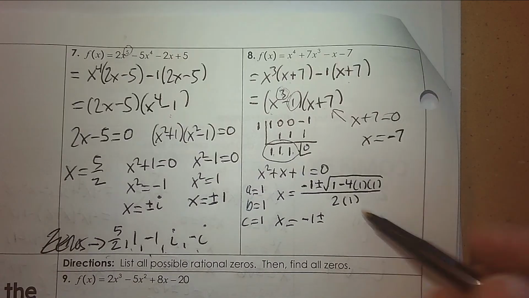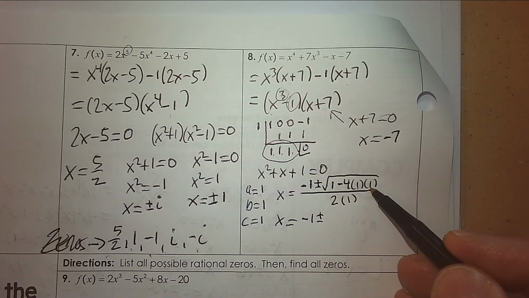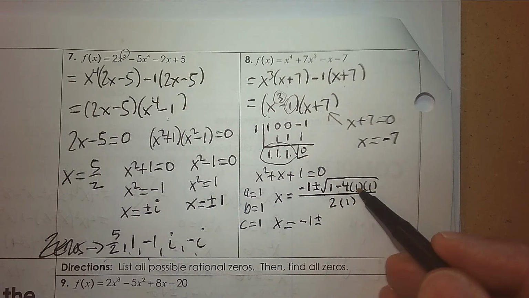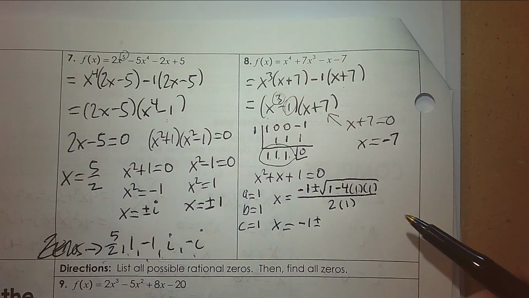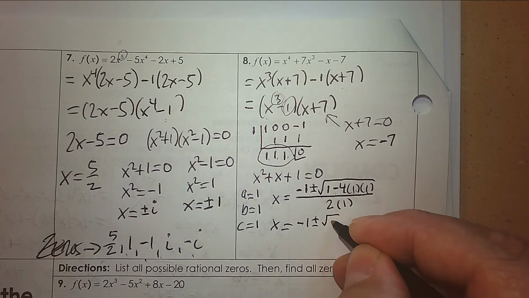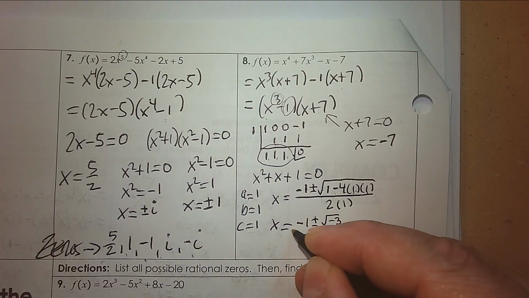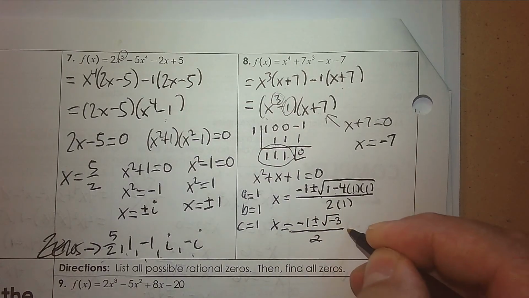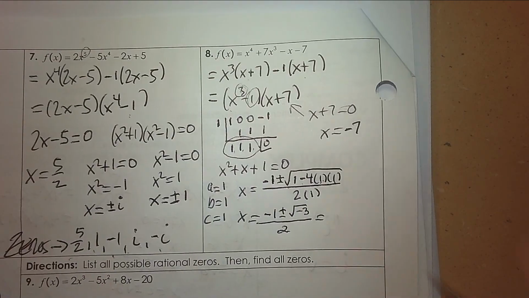So, what's 4 times 1 times 1? So you're going to go 1 take away 4. Square root of negative 3. What does that tell you about the answer? Is it going to be real or complex? Excellent.